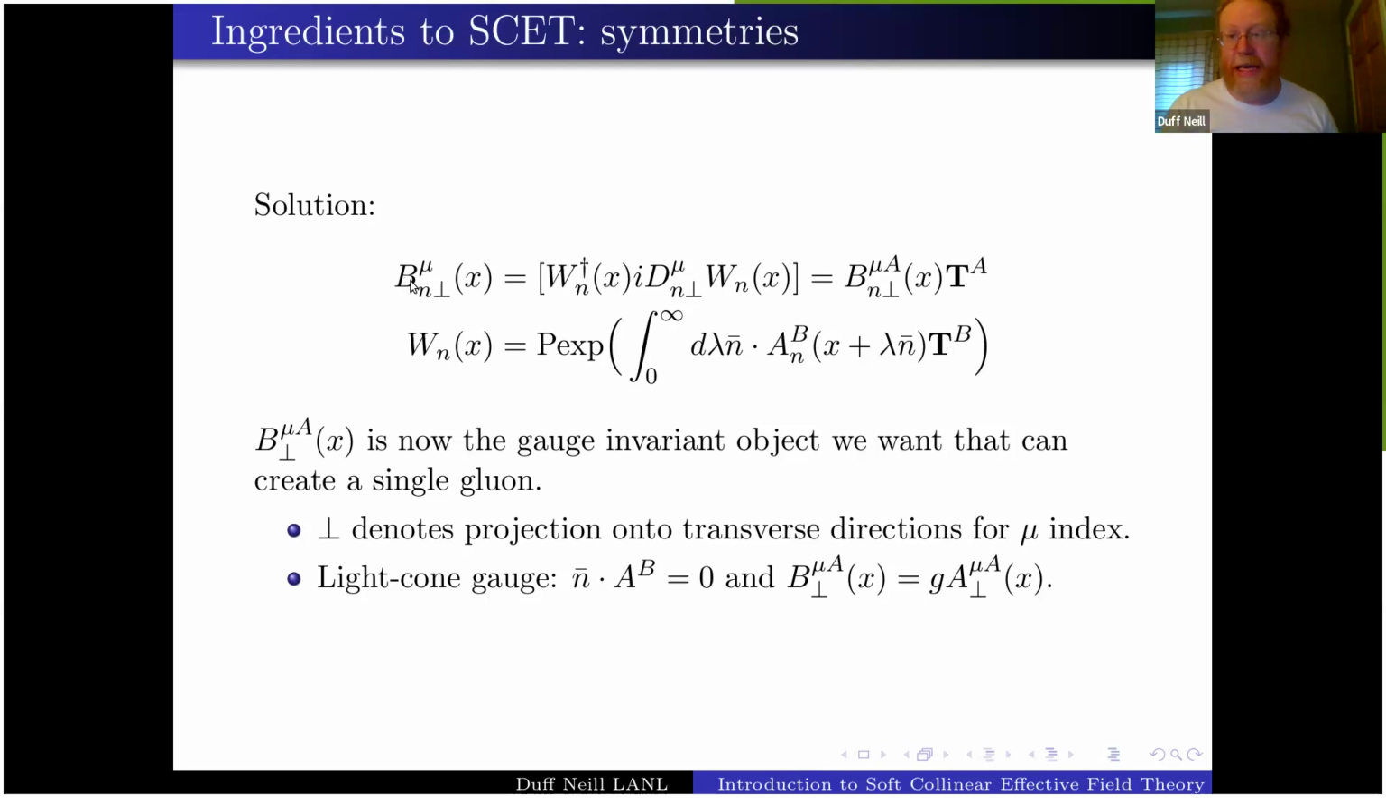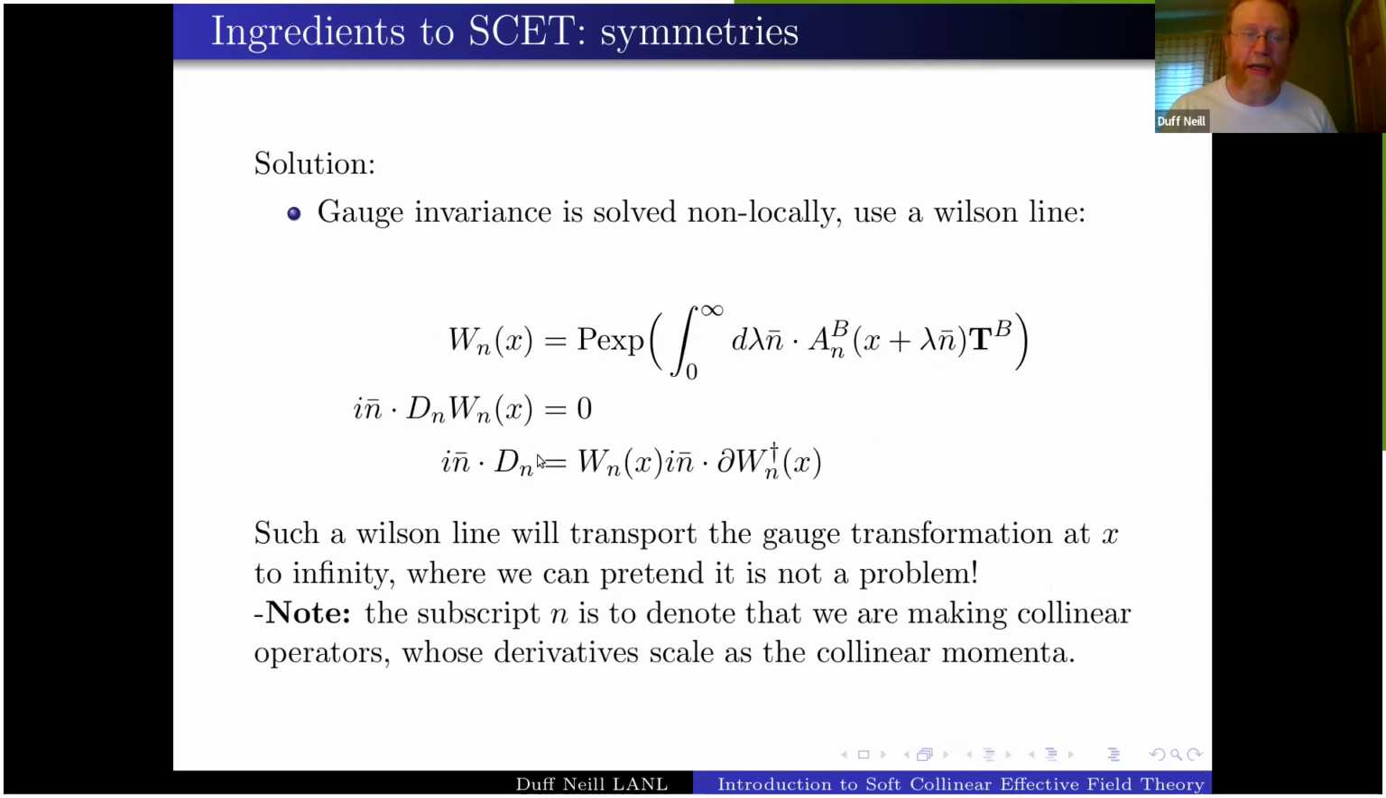You introduce this B gauge field where I take my n covariant derivative in the transverse direction, and I act on my Wilson lines with it. Now note, it's the n-bar direction that annihilates the Wilson line, or that sort of renders that derivative inert.